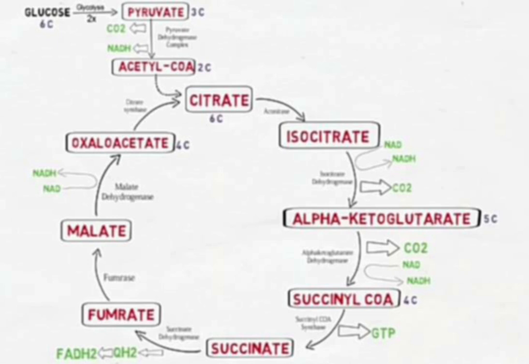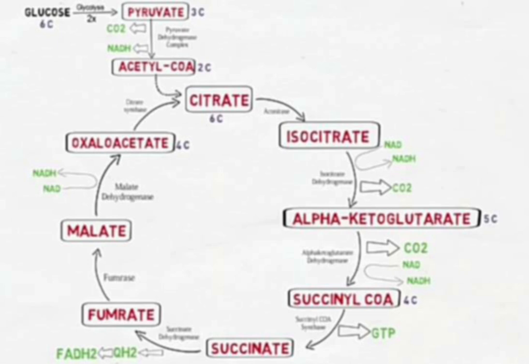And in the next step, the acetyl-CoA combines with oxaloacetate, which is a 4-carbon compound, to form citrate. Hence, the resulting molecule is a 6-carbon compound. This reaction is catalyzed by the enzyme citrate synthase. And in the next step, citrate is isomerized into isocitrate by the enzyme aconitase.